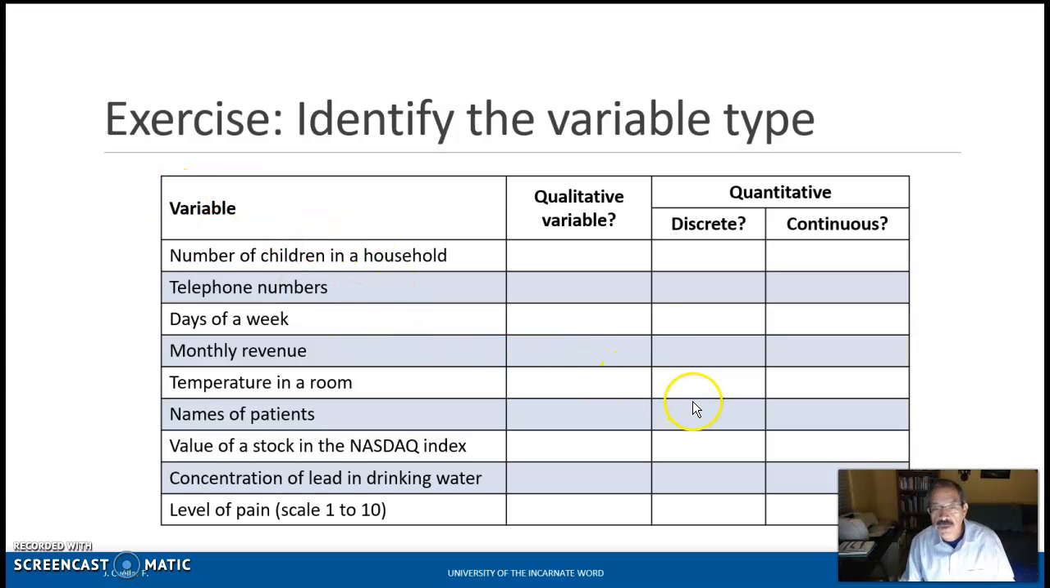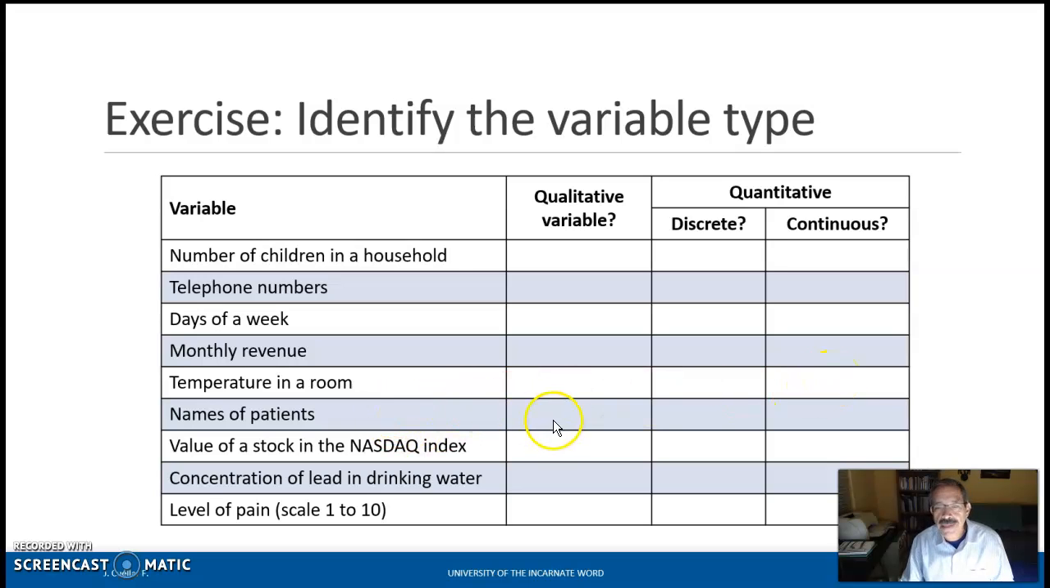So again, this is a quantitative variable, a numeric variable, and it's not discrete because you're measuring it using a thermometer. It can give you any possible value. So we said that we have a continuous, this is a quantitative continuous variable.